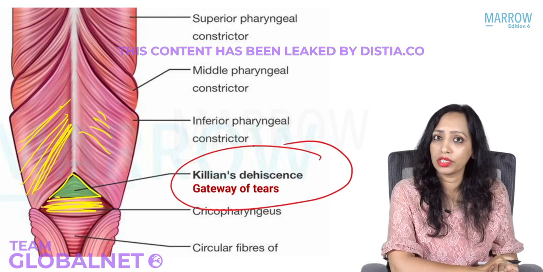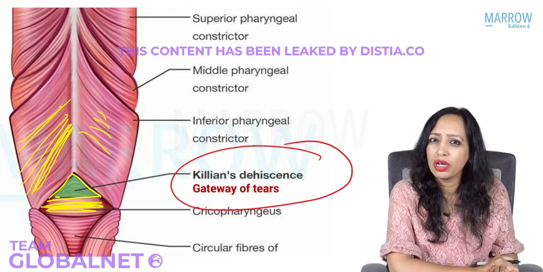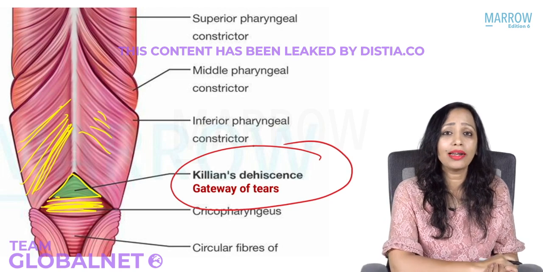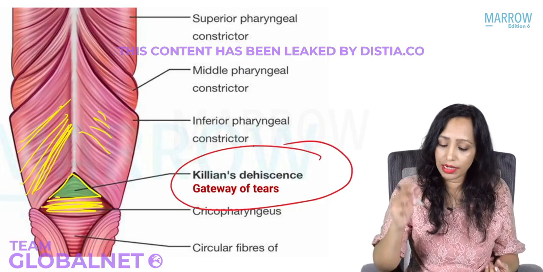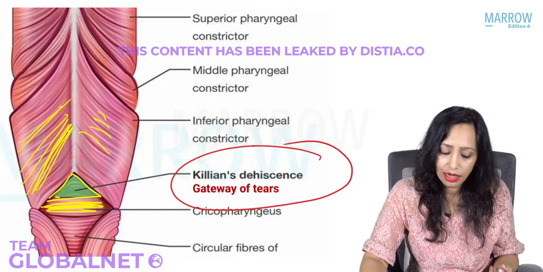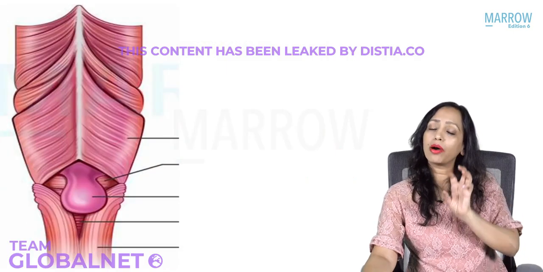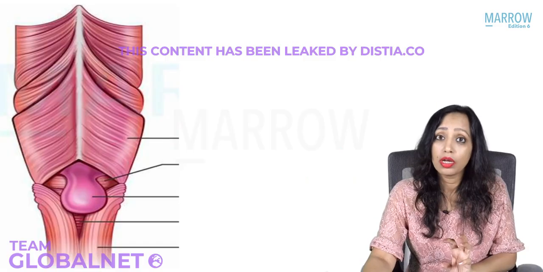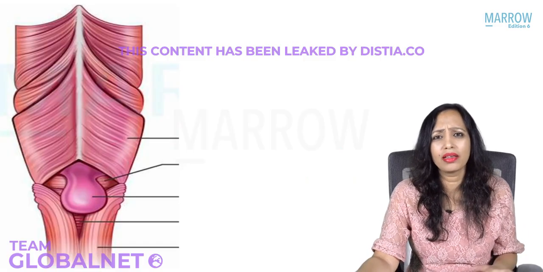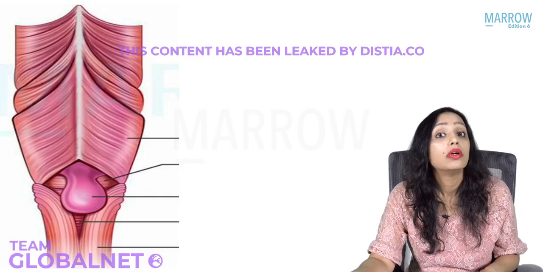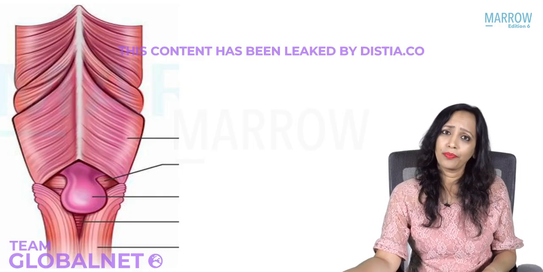What is a pharyngeal pouch? A pharyngeal pouch is where the pharynx has pouched outside like a pouch. It has come out. Yes, this is a pharyngeal pouch. So this is the most common site of pharyngeal pouch. Why should the pharynx come out like a pouch? What do you think?